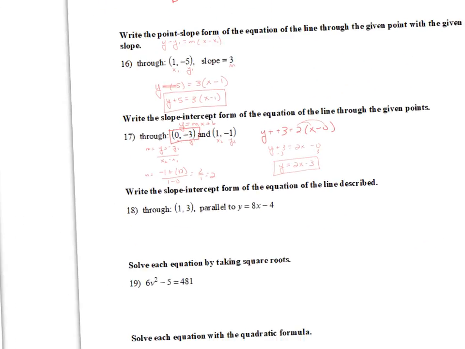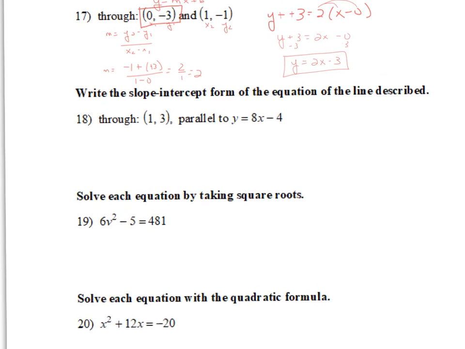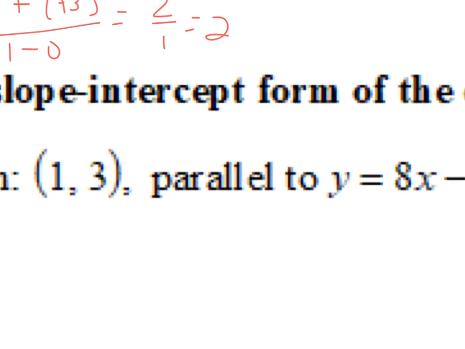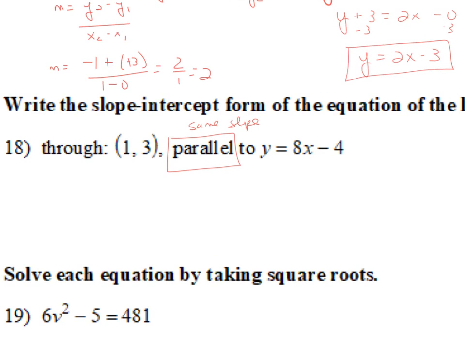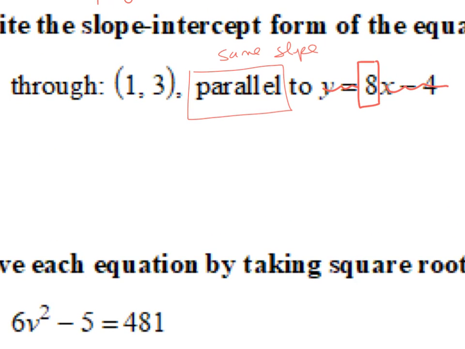Okay. All right, so kind of the same thing on the next one here. And the part here that's really important is it's parallel. And so parallel means same slope. Okay, so your slope here is 8. And then remember, we just throw the rest of it out. We don't need the rest of it. So now again, you have a point and a slope. So start in point slope form. So I get y minus my y value is 3. My slope is 8. And then x minus your x value, which is 1.